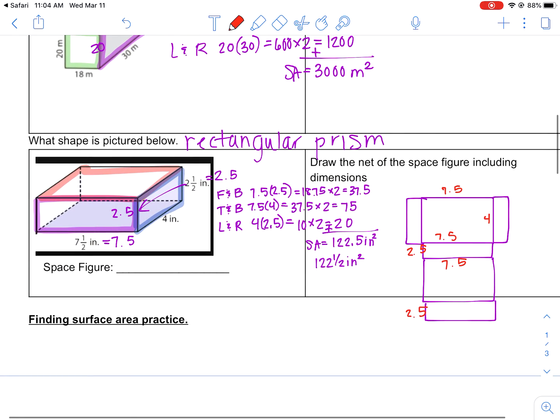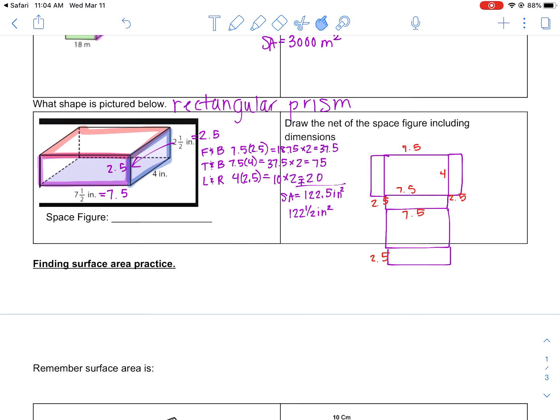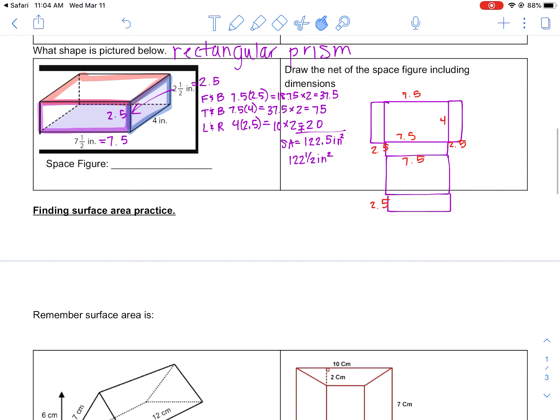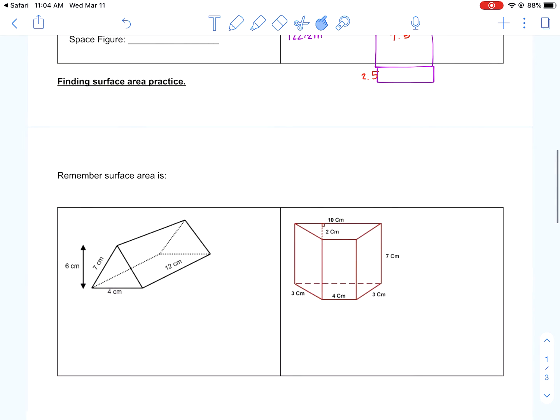And then those ones on the side are 4 by 2.5. And I already have one on that side, so I'm going to add it over there. All right, so remember, when you're finding surface area, you're finding the total area of the entire shape. These are going to take a little bit more application, but I want you to try those out, and then I'm going to go through those.